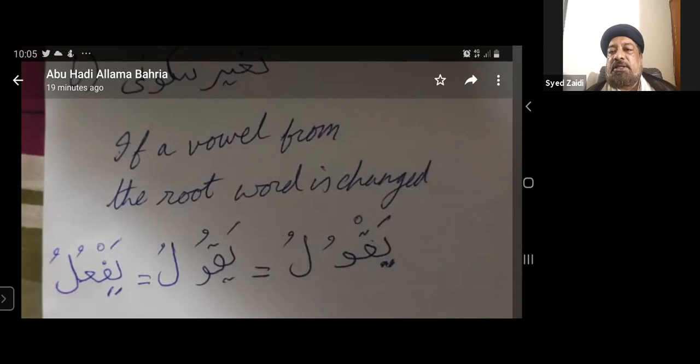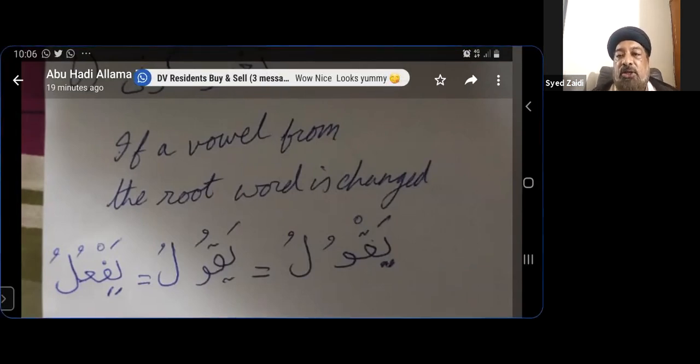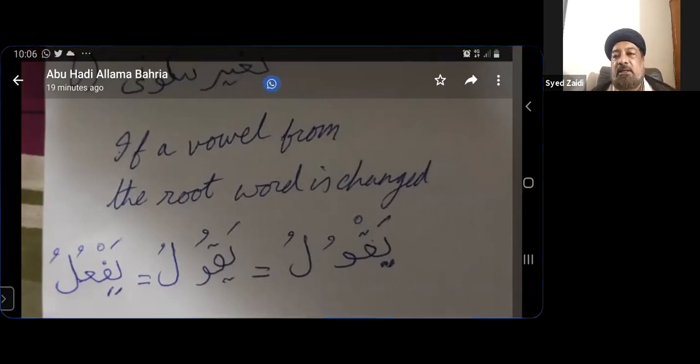Therefore, yaqwulu became yaqulu, and because we have to go back to the same root word, the word from which it was derived, and yaqulu came from yaqwulu, on the word scale it will be yaf'ulu. Why? Because it was originally yaqwulu.